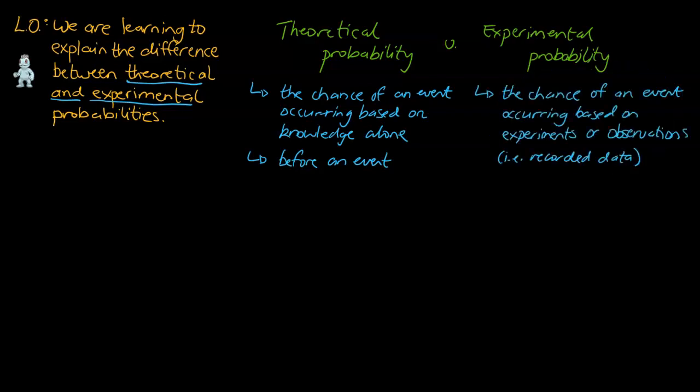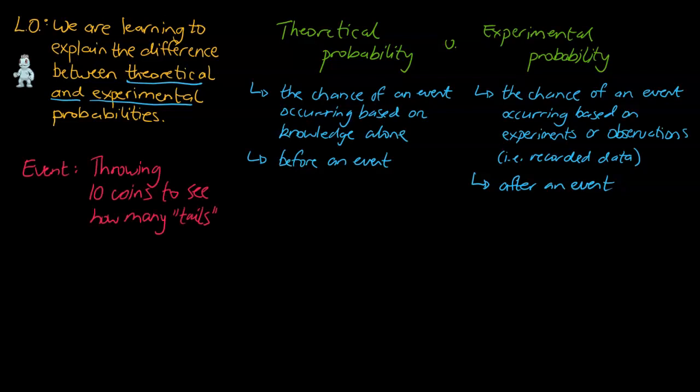Contrasted with the definition of experimental probability, which is the chance of an event occurring, and that chance is calculated based on experiments or observation. Another way of saying it is you've actually got some kind of record, some kind of data to help you calculate that prediction. To contrast theoretical probability, which was the probability you thought about with your knowledge before an event occurred, experimental probability is a probability calculated after an event has occurred. In that case, the event might be an observation, perhaps an experiment, perhaps some recording of some data.